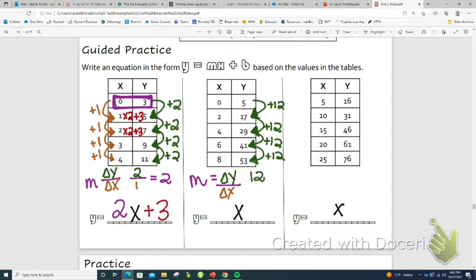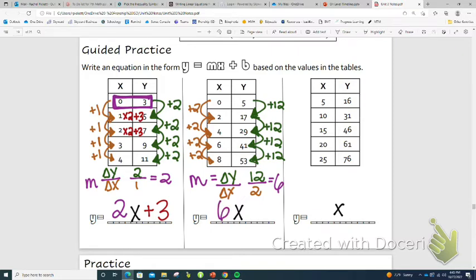Now let's look at how x is changing. We're going from 0 to 2. That's plus 2. From 2 to 4, plus 2. 4 to 6, plus 2. And 6 to 8, plus 2. So x is changing by 2. We can simplify that by doing 12 divided by 2, which equals 6. So we know 6 comes before x.